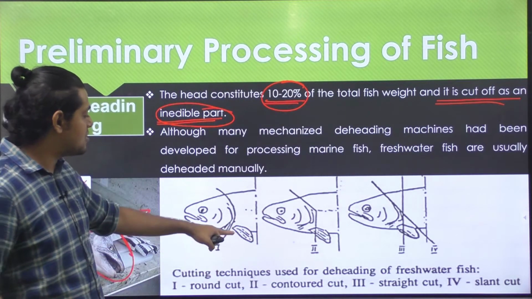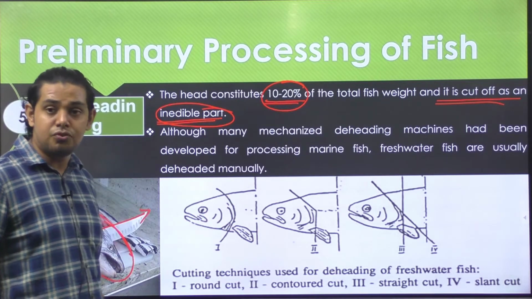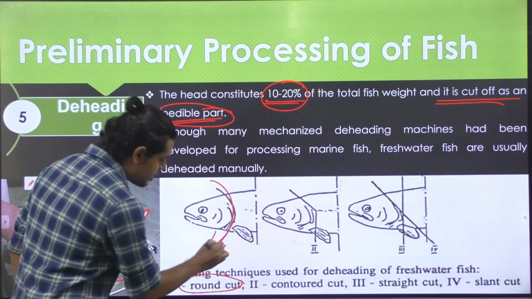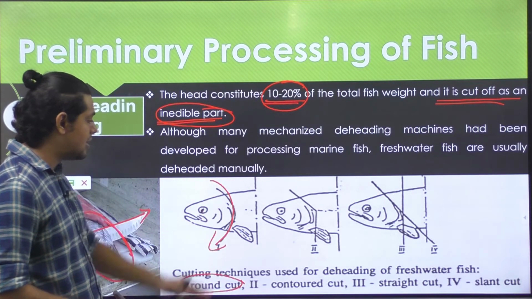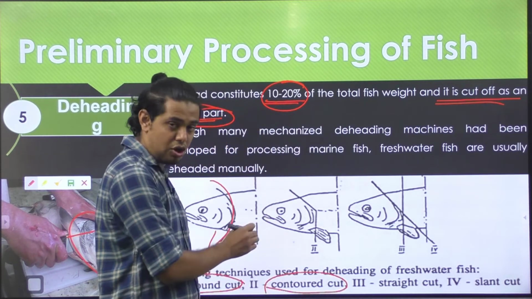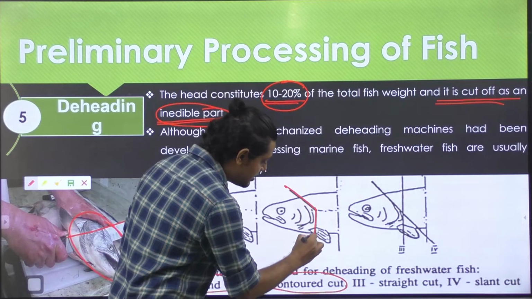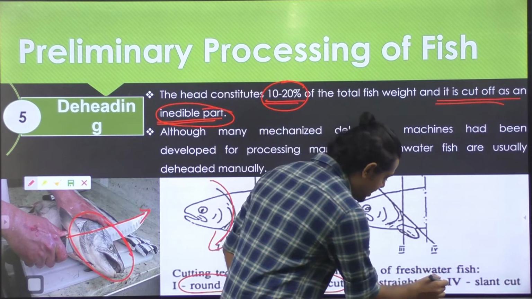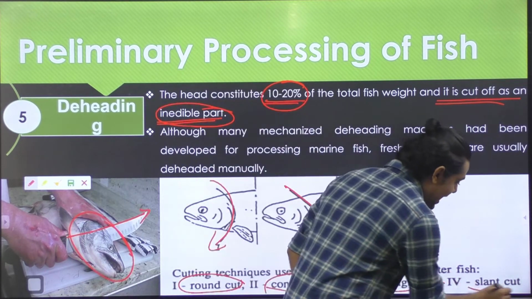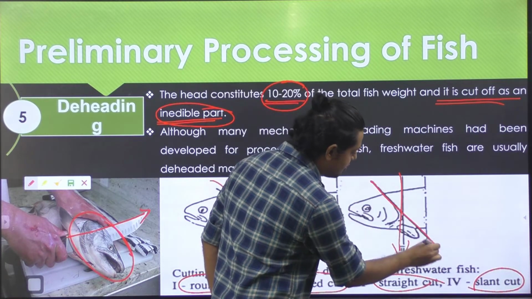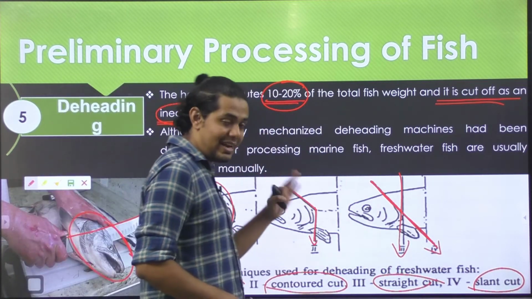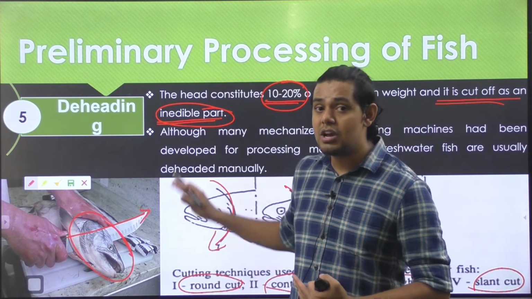The cutting technique used in deheading can ideally be performed in 4 different ways. The first one is the round cut, where the head is chopped off from the rest of the body. The second is the contoured cut, which is cut in this particular fashion. In the straight cut, the head is separated straight. The next one is the slant cut, where the head is chopped in this particular fashion. This is how deheading is ideally performed in the manual deheading process.